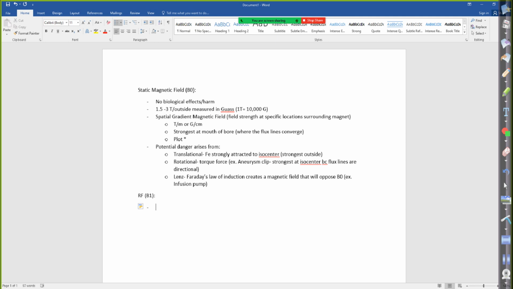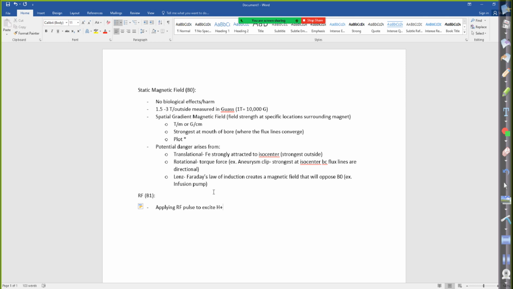Okay, so this is the one that heats our patient up, right? So we are applying an RF pulse to excite hydrogen nuclei. And ultimately, that excitement will cause them to flip into our transverse plane, which is where we collect our signal. So all good things.